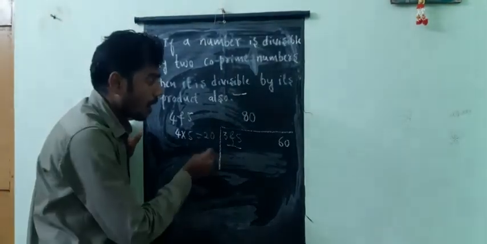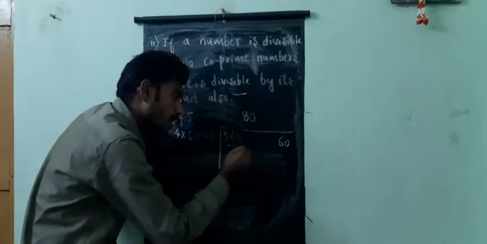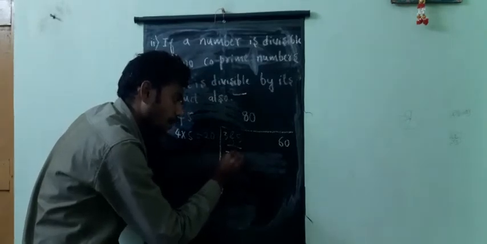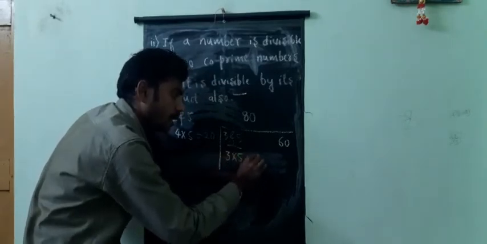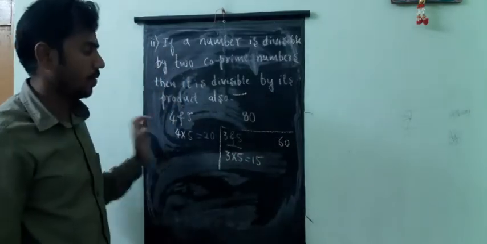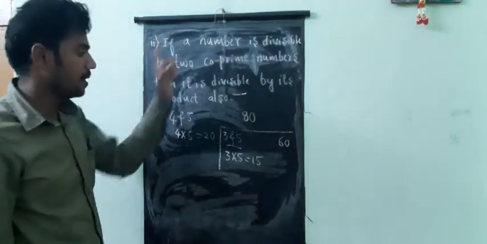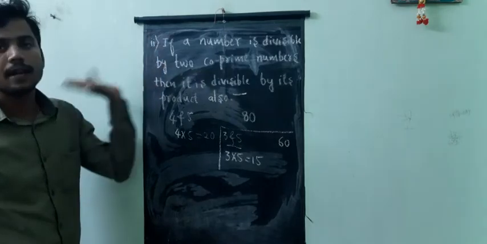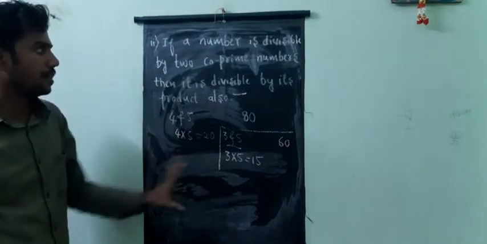So, according to the statement, its product should also divide 60. 3 into 5. What is 3 into 5? 15. Does 15 divide 60? Yes, 15 fours are 60. So, this is the meaning of this particular divisibility rule. Please note this down.